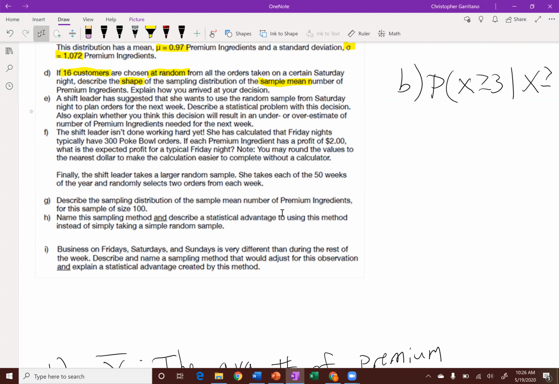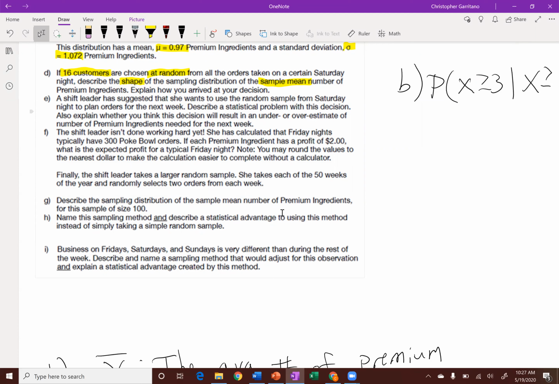All right, part E. The shift leader has suggested that she wants to use a random sample from Saturday night to plan orders for the next week. Describe a statistical problem with this decision. Also explain whether you think this decision will result in an under or overestimate of the number of premium ingredients needed for the week. All right, so let's put it this way.